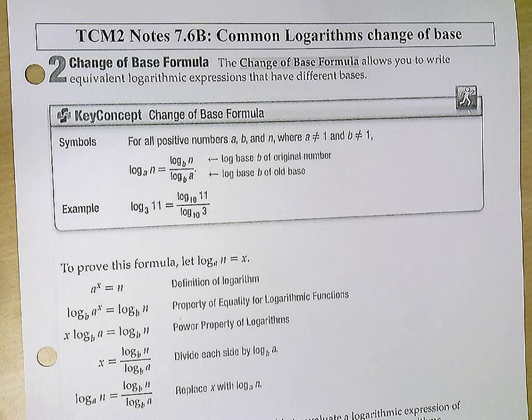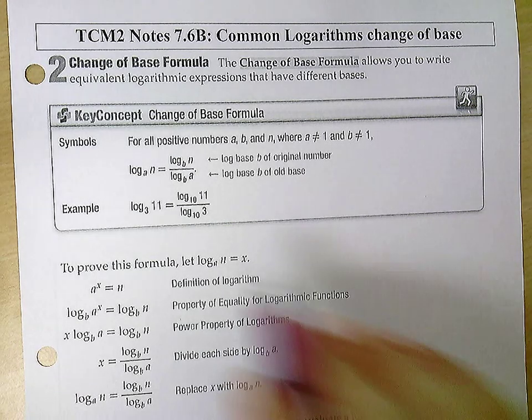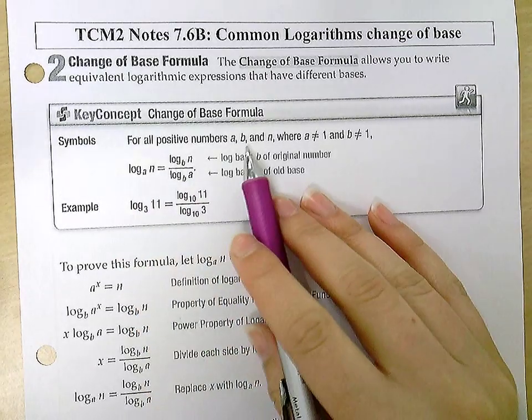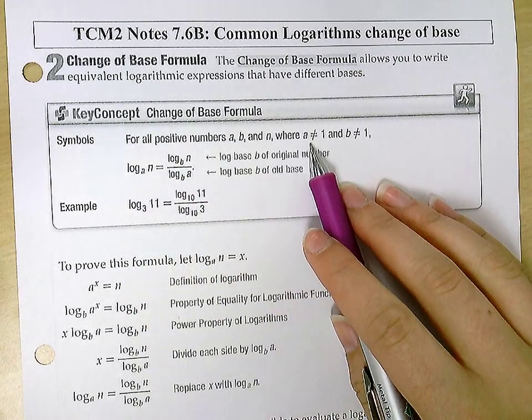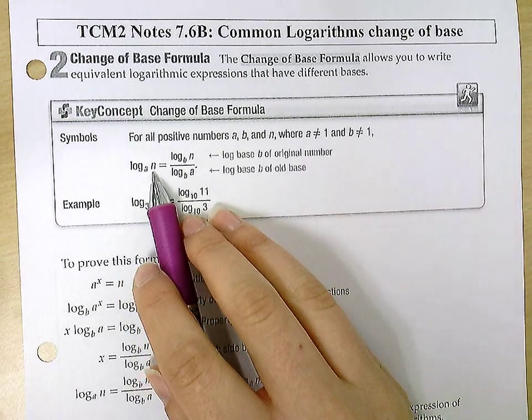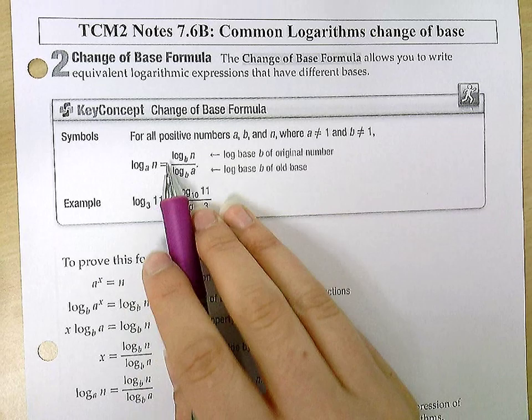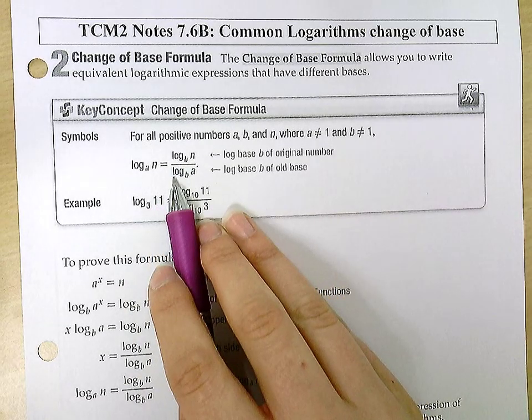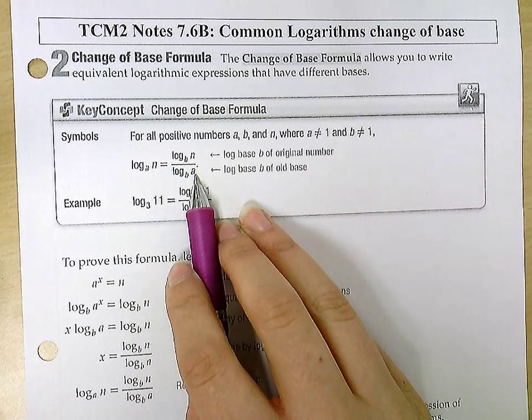All right, so the change of base formula allows you to write equivalent logarithmic expressions that have different bases. In symbols, for all positive numbers a, b, and n, where a does not equal 1 and b does not equal 1, we have log base a of n is equal to log base b of n over log base b of a.